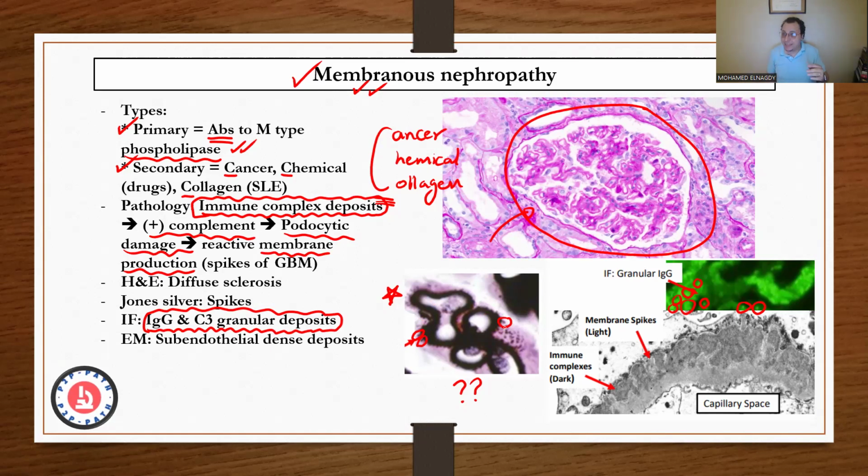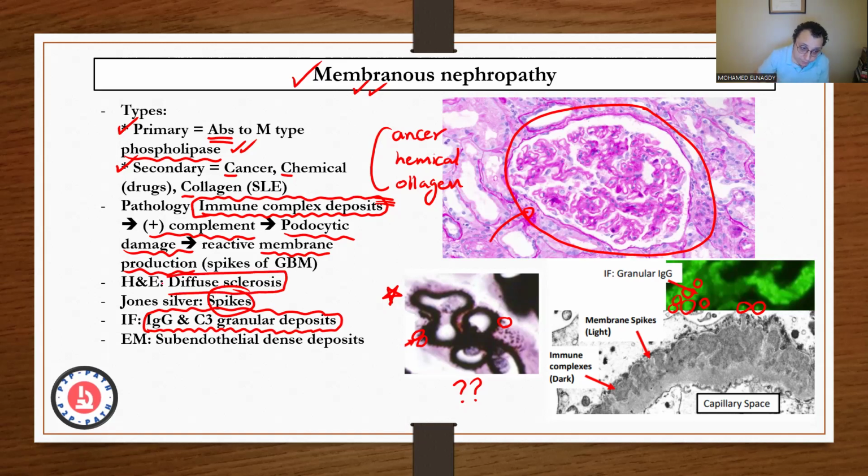I always say spiky lumens. It's like when you put some gel and you make your hair stand up like a spike. This is, like I always say, spiky lumens. The spiky lumens on Jones silver stain is due to the reactive membrane production that happened due to injury of the podocytes.